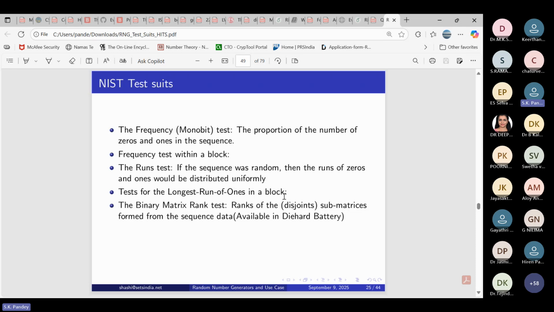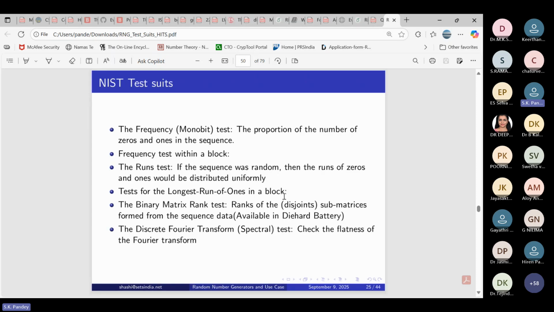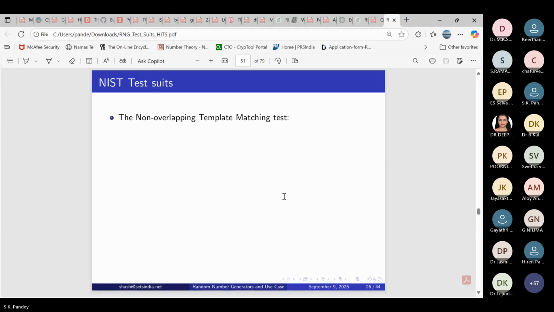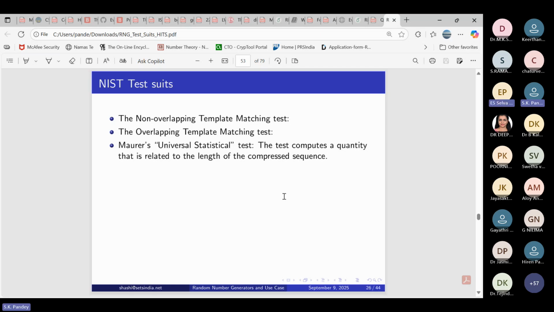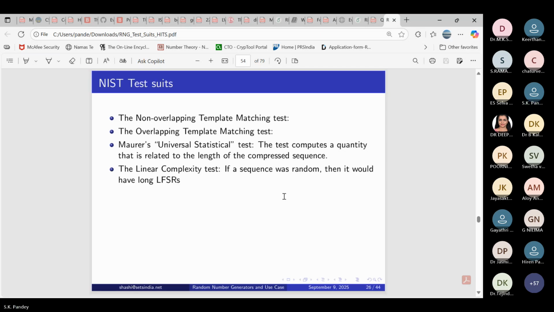Binary matrix rank test: you generate a matrix based on those binaries and see their rank. Discrete Fourier transform test gives you the Fourier transformation of those binaries, and you see whether that Fourier transformation is flat, meaning uniform, or not. These are the other test cases.